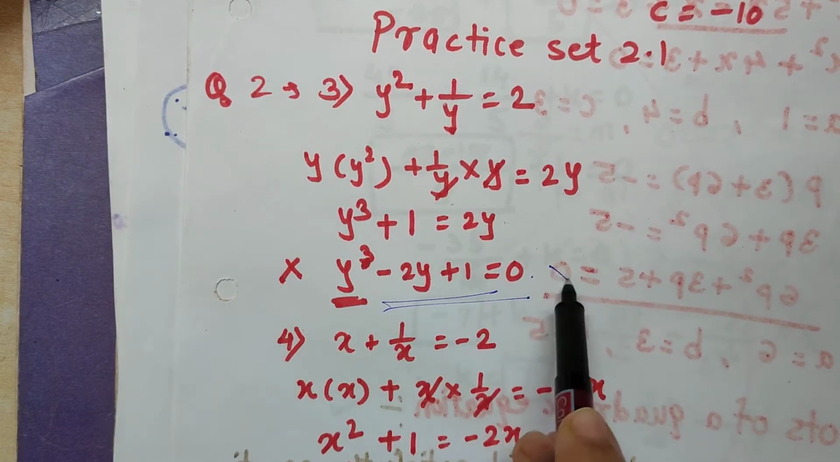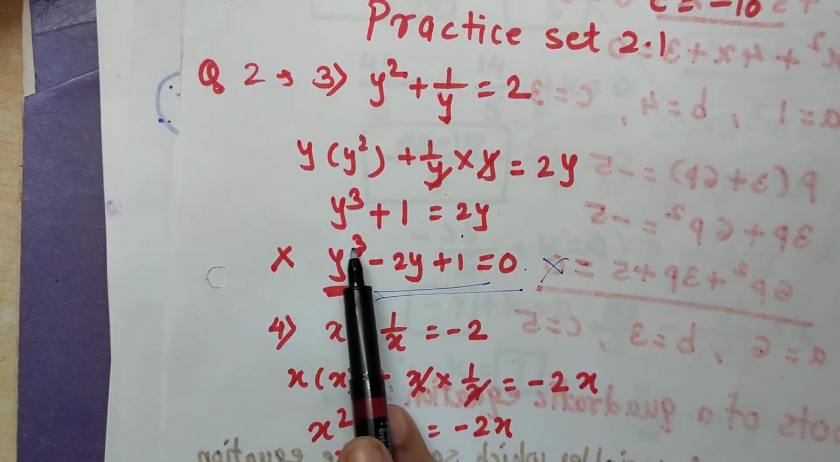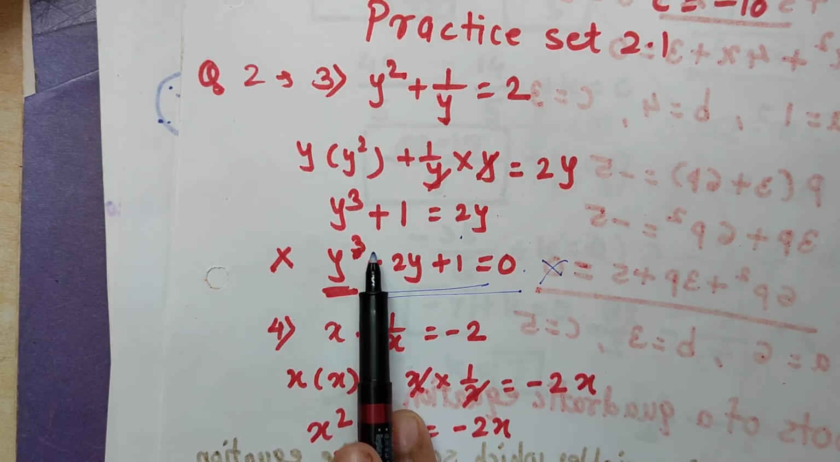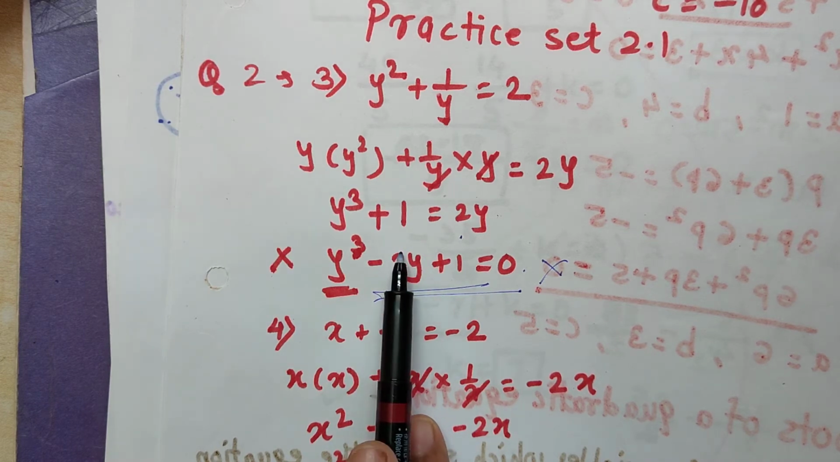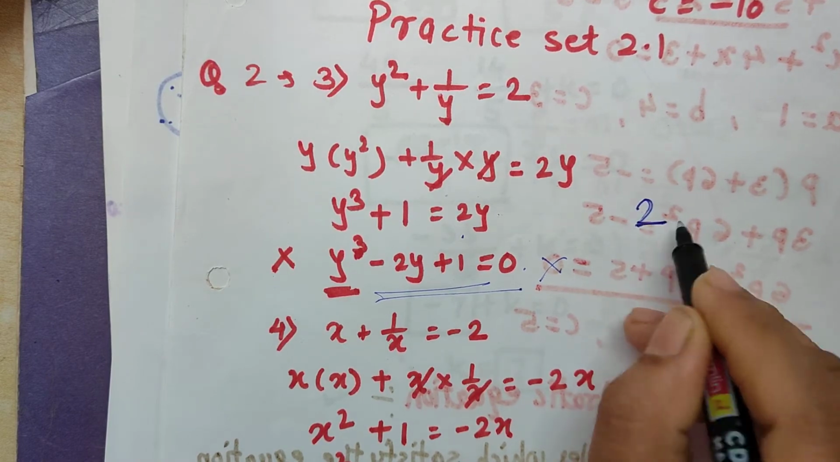It is not a quadratic equation. Therefore, this is not a quadratic equation, means the degree of the polynomial is greater than 2. And in a quadratic equation, the maximum degree of the variable must be 2. What degree is required? 2 is required.